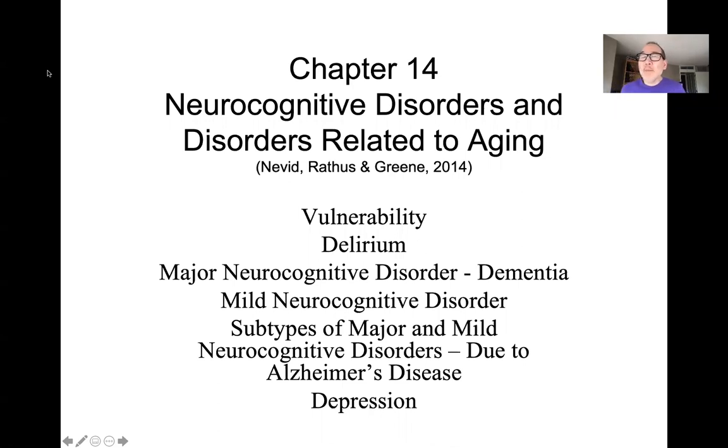We will first talk about some of the characteristics of the elderly that make them particularly vulnerable to certain disorders, or disorders in general. Then we'll talk about delirium, which is more commonly found among the elderly. It can occur among middle-aged or middle older individuals, but is far more common among the elderly. Then we'll talk about the dementias, now referred to as major neurocognitive disorder, and distinguish that from mild neurocognitive disorder. We'll touch on Alzheimer's in particular, and then we'll talk a little bit about depression as it manifests itself in older individuals.